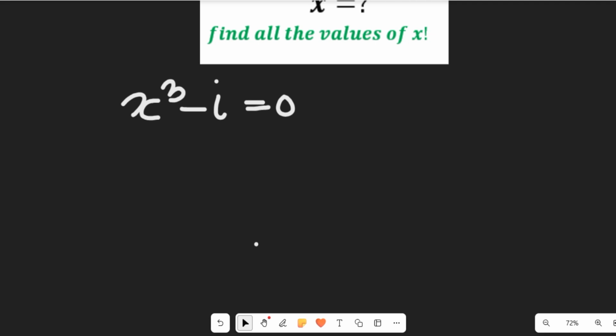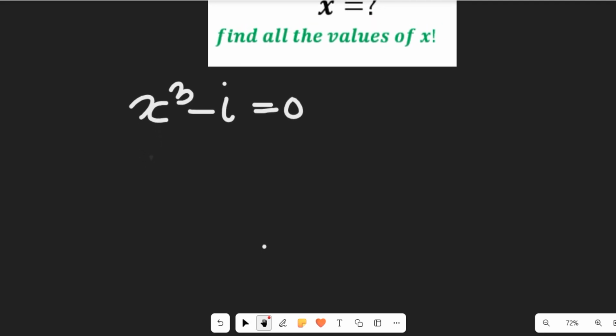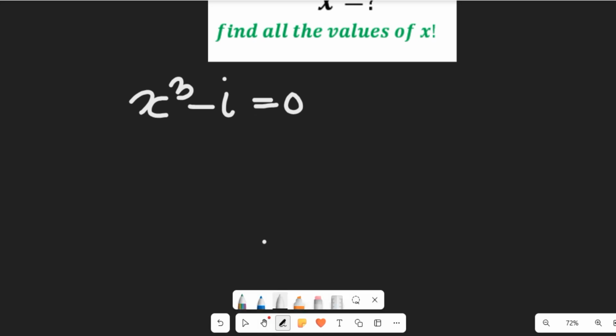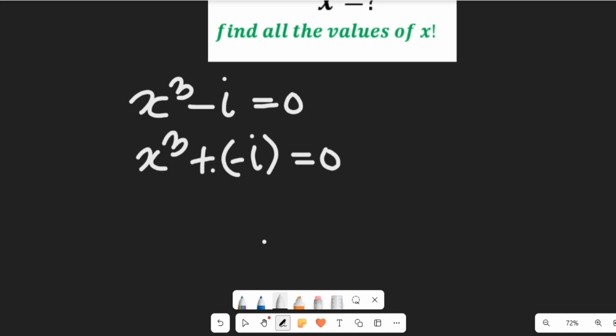If I wan simplify this one, you go see say I go make x to the power of 3 add this wey be negative i, and all of them go dey equal to 0. I never change anything. The only thing wey I do be say plus multiply minus, e go still give me x to the power of 3 minus i.